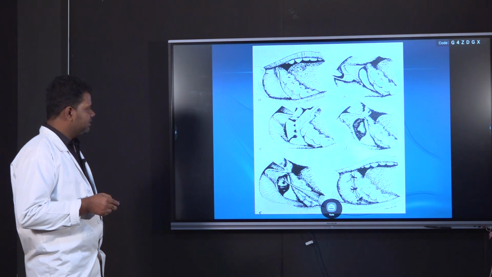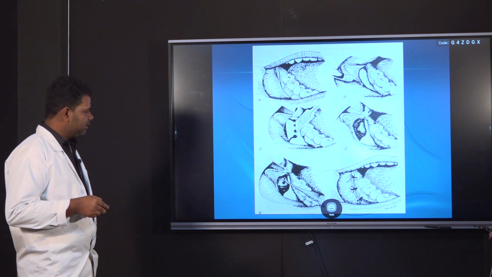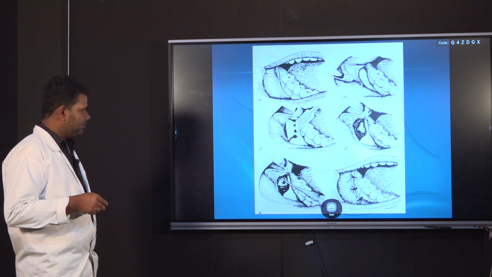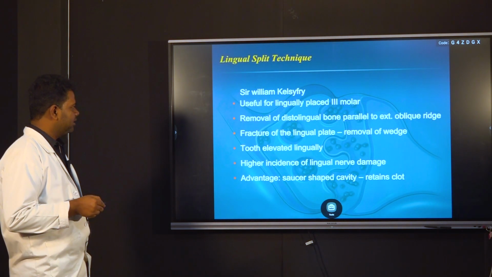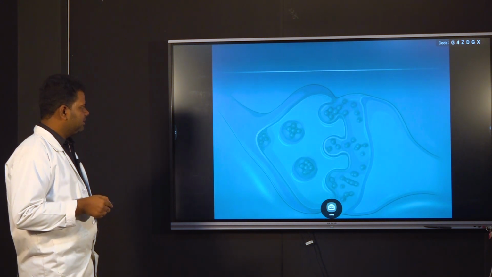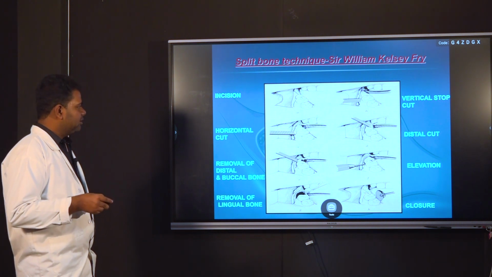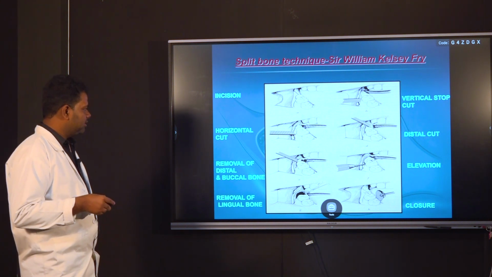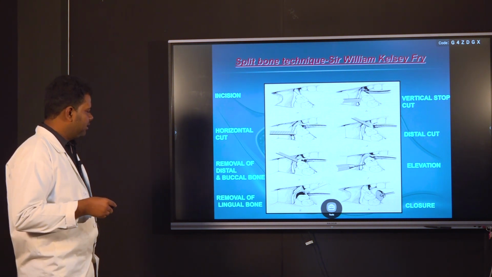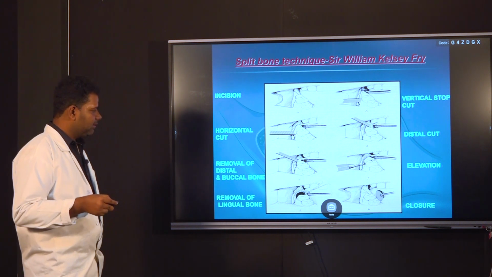Here the incision is given in the same manner, and also the split bone technique is used to remove the buccal cortical bone, and sutures are placed. The lingual split bone technique is given by Sir William Kelsey Fry. Here the incision is the normal incision which is given for every case, but the bone is removed in the lingual form. First the vertical stab is done and a horizontal cut is given, afterward a distal cut is given, and both the distal and buccal bone is removed, and the lingual bone is removed. Afterwards the tooth is removed, followed by closure of the wound.